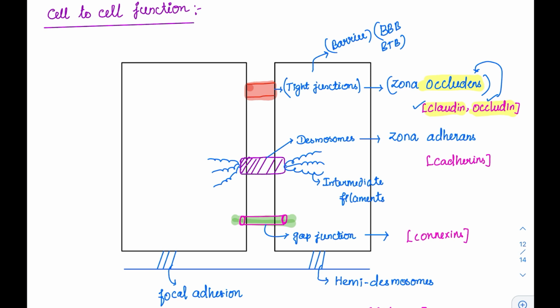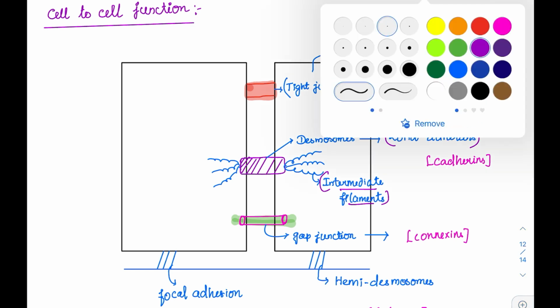Then comes the desmosomes. This is also a cell to cell connection. In desmosomes, what will happen is it is also putting some strong adhesions between the cells. That's why it is called zona adherens. What is the difference between a desmosome and zona adherens? Desmosomes will have intermediate filaments which are attaching them. So it is basically strengthening the cell.